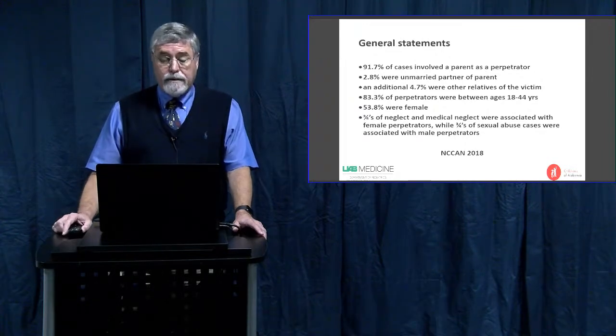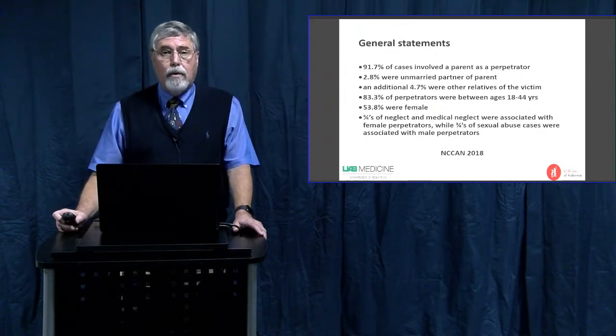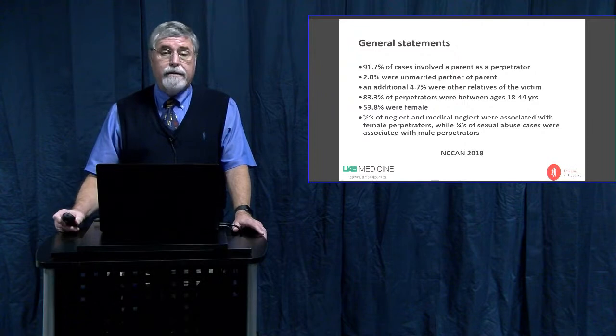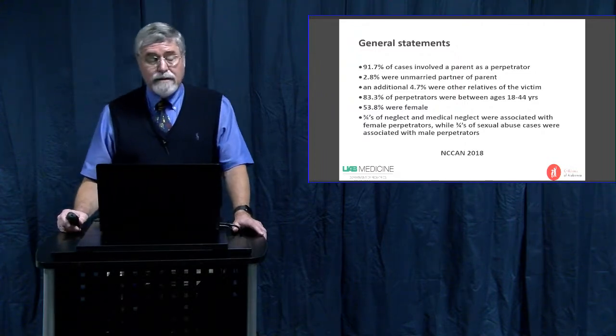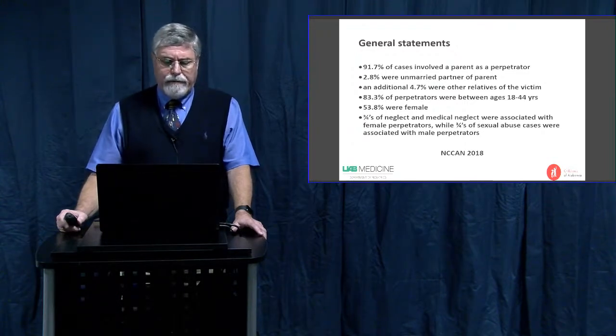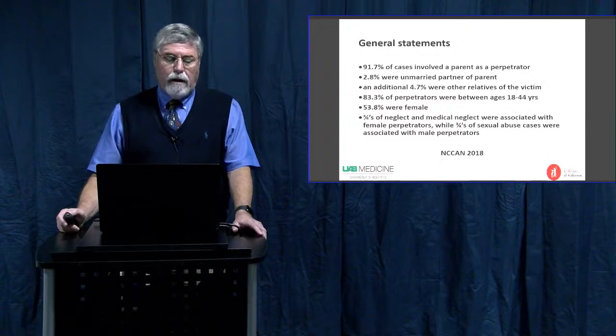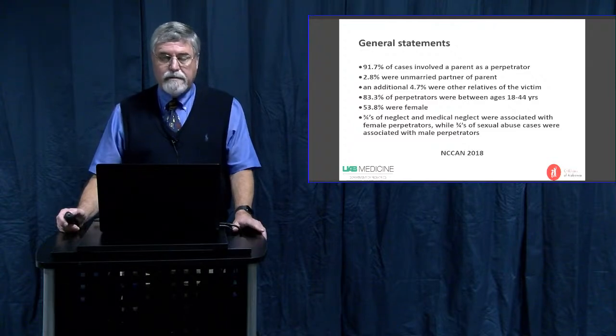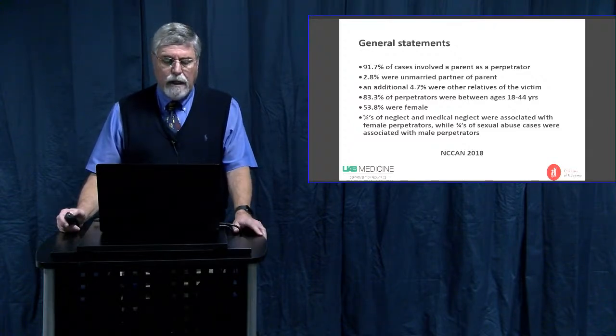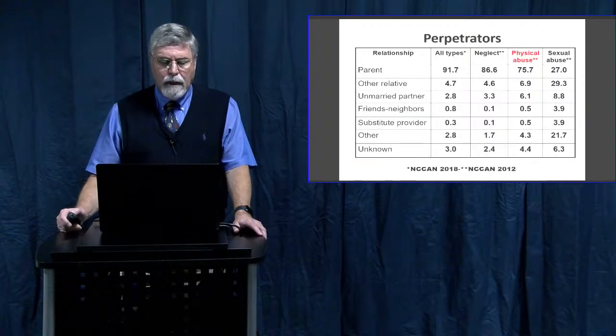The perpetrators, the people who are abusing the kids, it's more often the parent than anybody else. So 90% of the time it's one of the parents, and another 3% are the unmarried partner of the parent, and then relatives. So if you take all the relatives and the parents, it's 95% of all types. Most of them are in the age group that you would expect that are having and taking care of children. A little more than half are female.